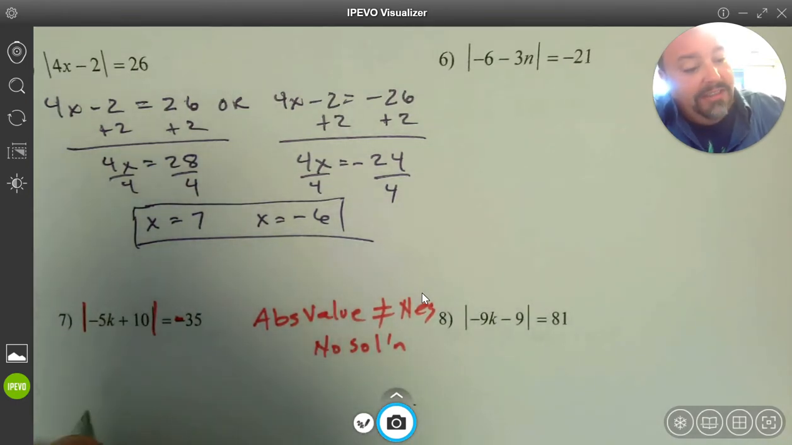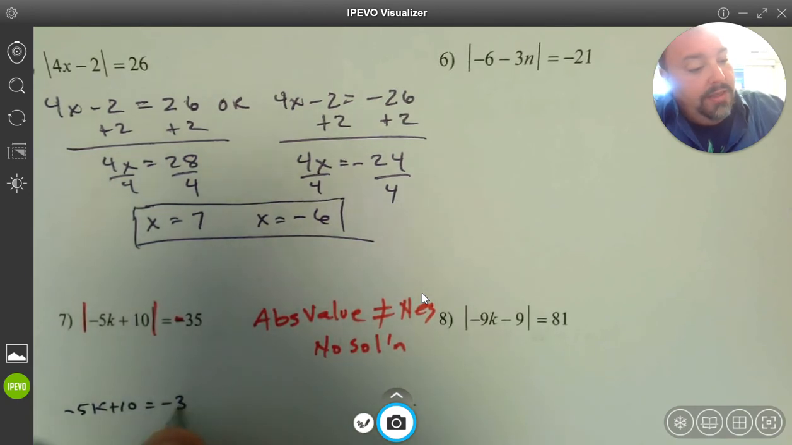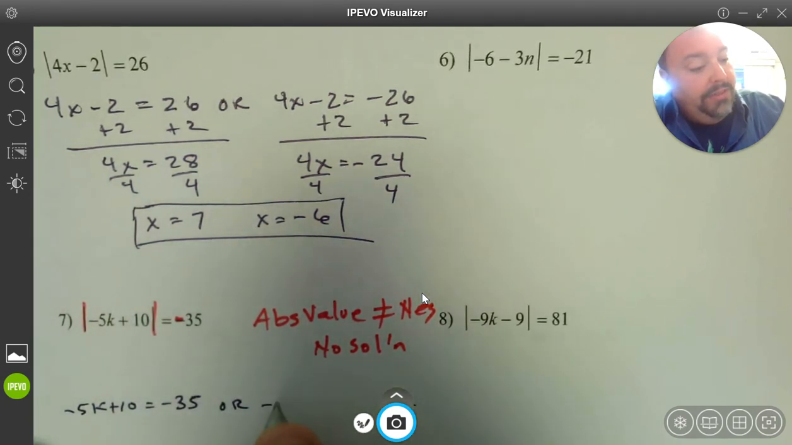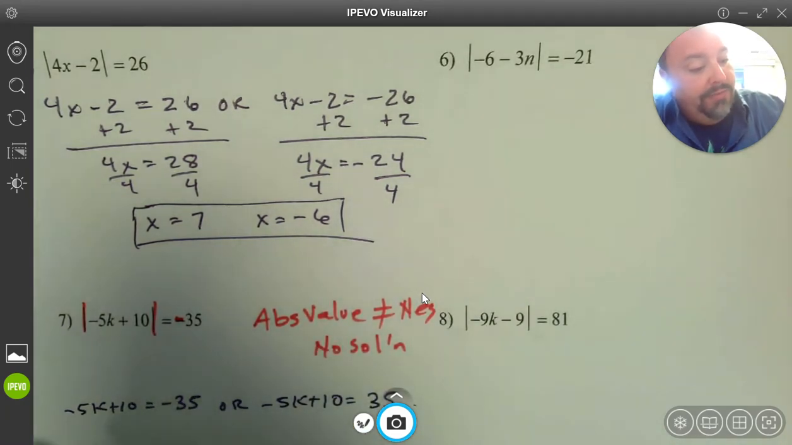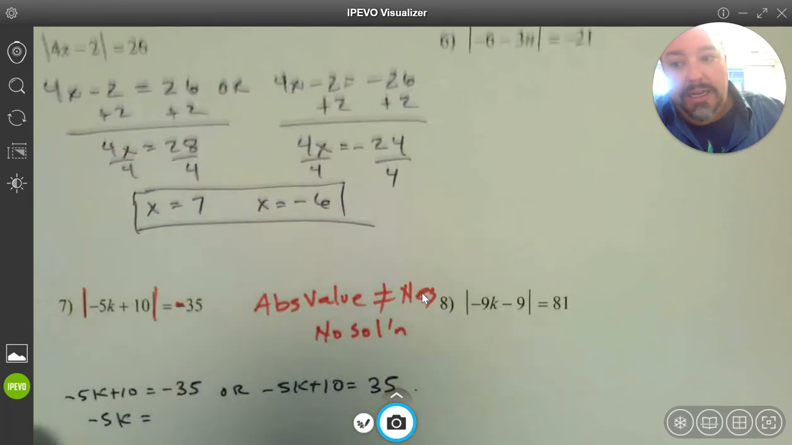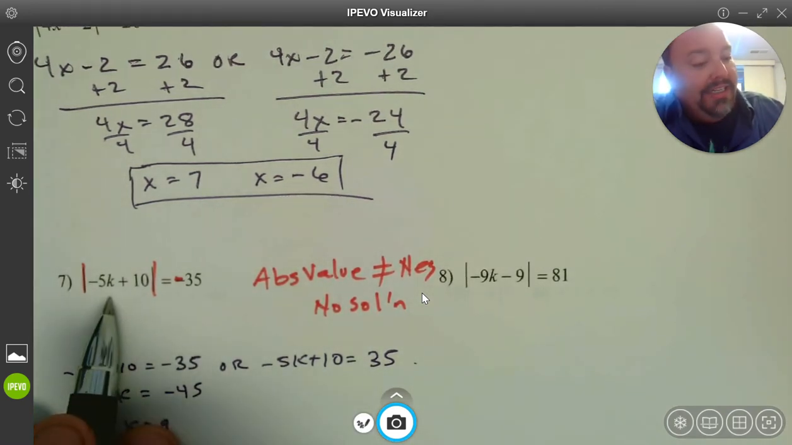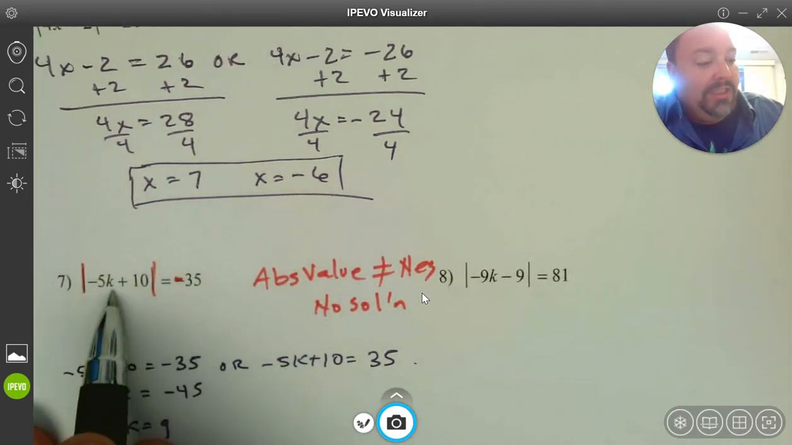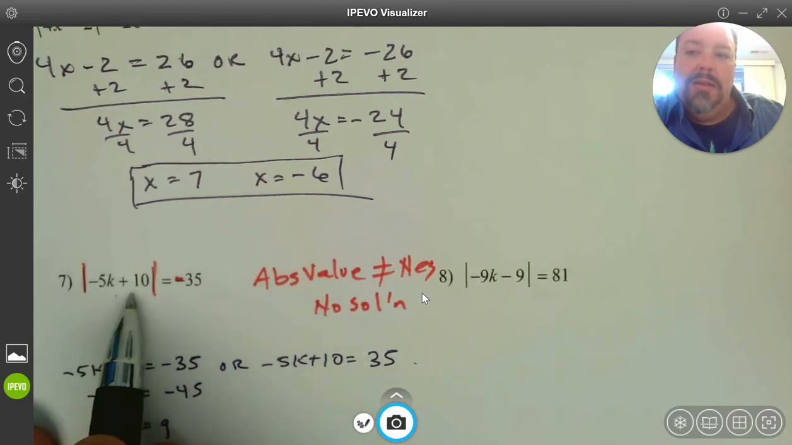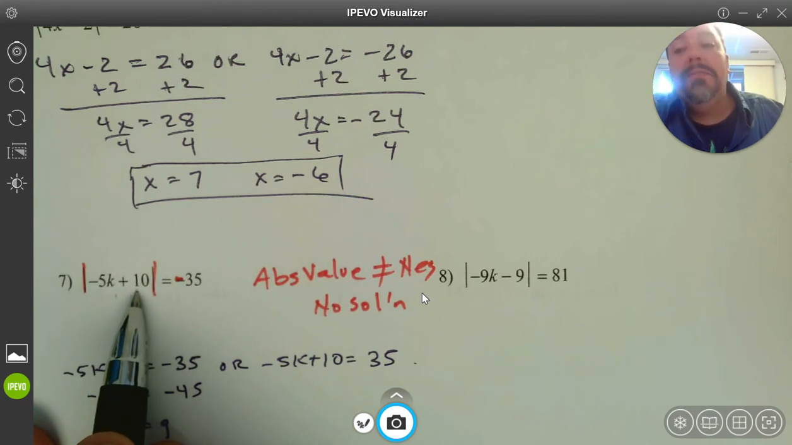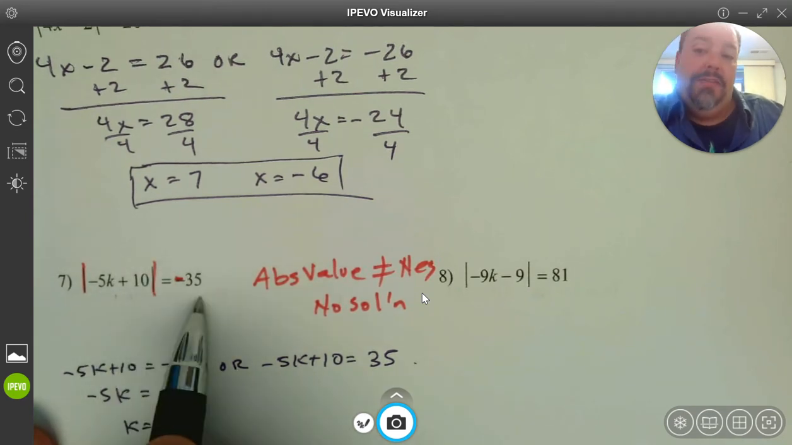Now, if you did decide to set up your two equations, you could go through that, but eventually, after you solve them, I'll solve this one quickly. We would have negative 5k is equal to negative 45, k equals 9. If you plug that back in here, you should find out that it doesn't work because you would have negative 5 times 9 is negative 45, plus 10 is negative 35. Take the absolute value though, you get positive 35. You're not going to get a negative 35.